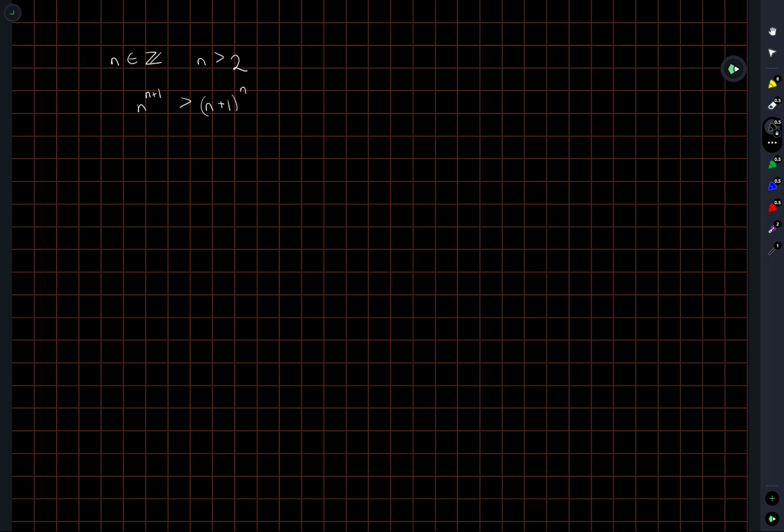First thing I'm thinking now that I actually write this out is maybe if I expand the right-hand side with the binomial theorem, then the leading term will be n to the power of n. And on the left-hand side, I have n to the power of n plus 1. But of course, I'll have all the remaining terms on the right, and I would have to show that the extra exponent here kind of makes everything bigger than that.